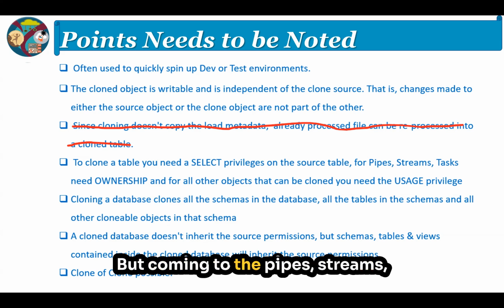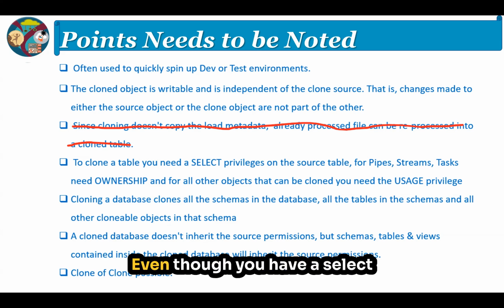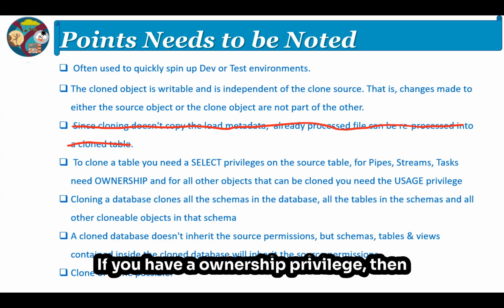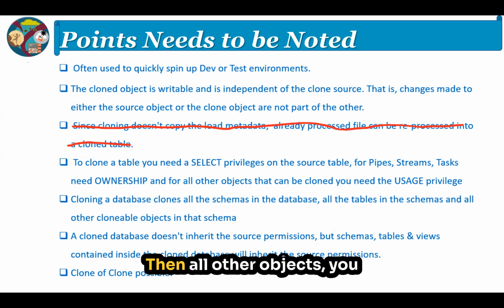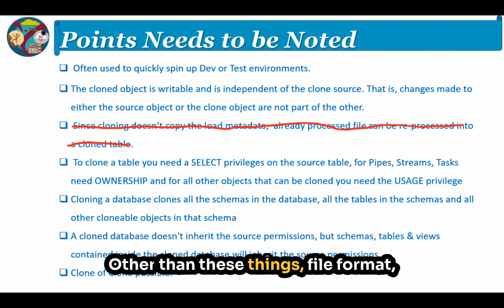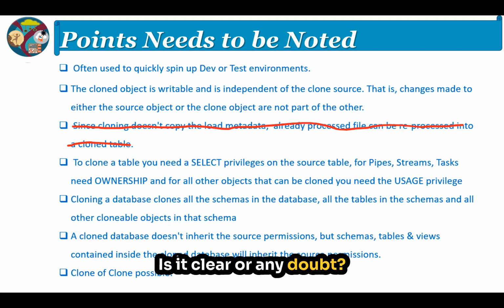But coming to the pipes, streams, tasks, you need an ownership privilege. Even though you have a select privilege for the pipes, Snowpipe, streams, and tasks, still you cannot clone those objects. If you have an ownership privilege, then you are able to clone the objects. Then for all other objects, you need a usage privilege. Other than these, file formats, stages, and so on are there, right? If you have a usage privilege, you can clone those objects. Is it clear or any doubt?